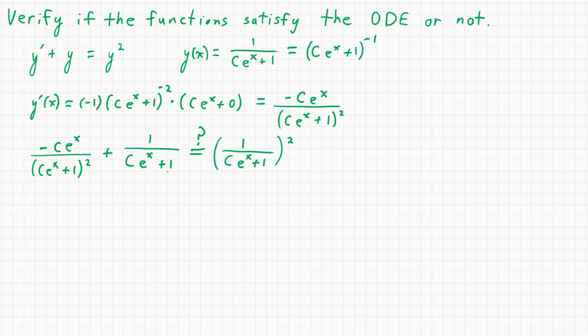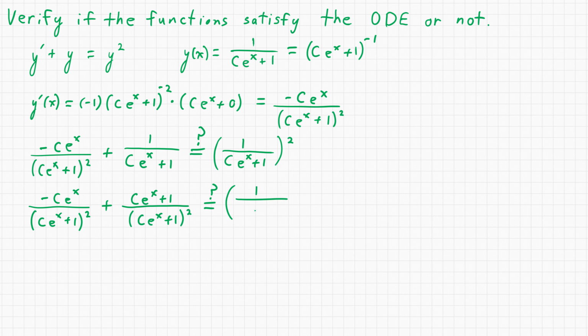All right, well, this side doesn't look so good, but I need to get a common denominator, so let's go ahead and do that. I still have my negative c e to the x over my c e to the x plus 1 squared. To get a common denominator over here, I'm going to multiply the top and bottom by c e to the x plus 1 to get the squared on the bottom. It's going to be plus, I have a c e to the x plus 1 on top, multiplying the same thing on the bottom, I get the bottom squared. So I have c e to the x plus 1 squared. And still wondering, does that equal the original function 1 over c e to the x plus 1, whole thing squared?